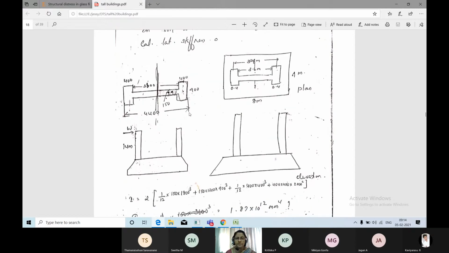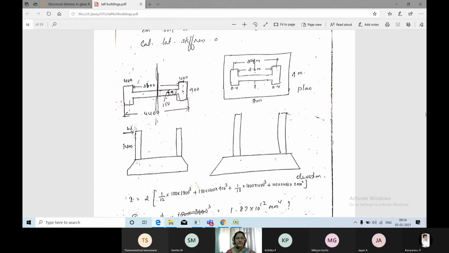Okay. So here the cross section of the shear wall, the plan, is given as an I section. The dimensions of the shear wall are given here. It is an I section with web thickness of around 150 mm, flanges of 400 by 400, a web height of around 3.6 meter, and a total width of 4.4 meter. And the height of the shear wall is 14 meter. It is given in elevation: the height of the shear wall is 14 meter.